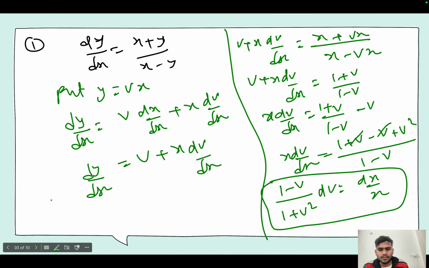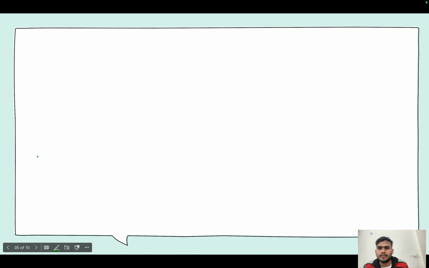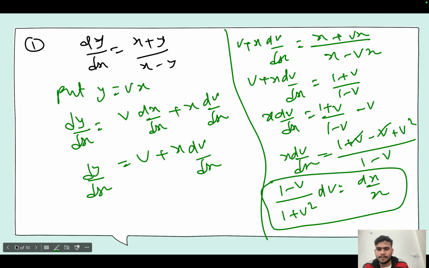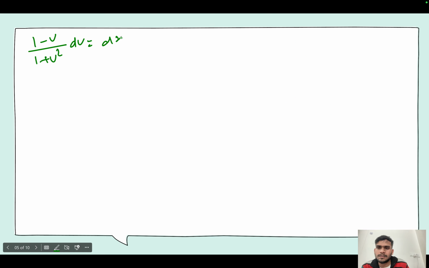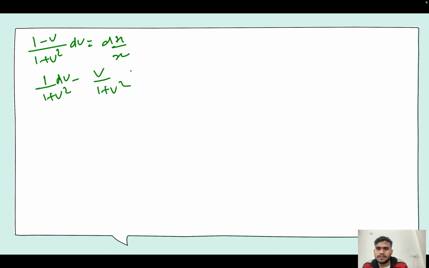So (1 minus v) (1 plus v square) dv is equal to dx by x. Okay, so just separate it. It will become 1 by (1 plus v square), it will become minus v by (1 plus v square) dv is equal to dx by x. Now integrating on both sides.